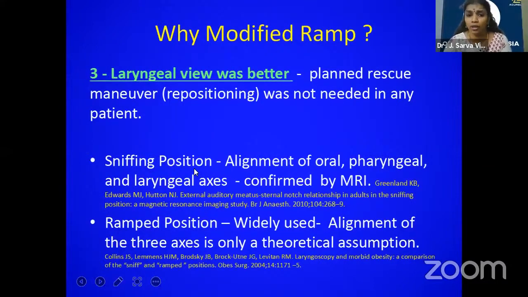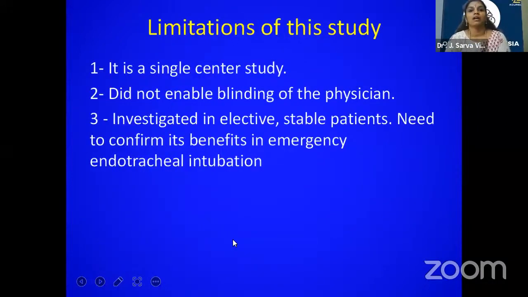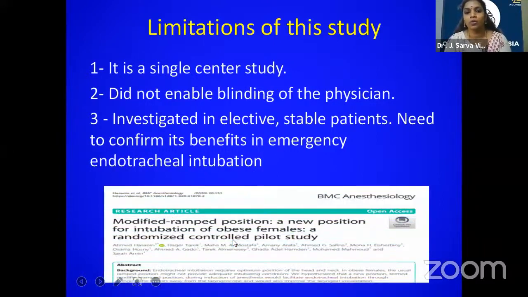The authors also argue that though the alignment of the oral, pharyngeal, and laryngeal axis is confirmed by MRI in the sniffing position, such confirmation is not there. It is only a theoretical assumption for a ramp position. So they claim the modified ramp position to be favorable. The limitations of this study, as claimed by the authors, are that it is a single center study, it did not enable blinding of the physician, and it investigated all the outcomes only in elective and stable patients, and the need for it to be confirmed in emergency endotracheal intubation is there. So this ends this article.